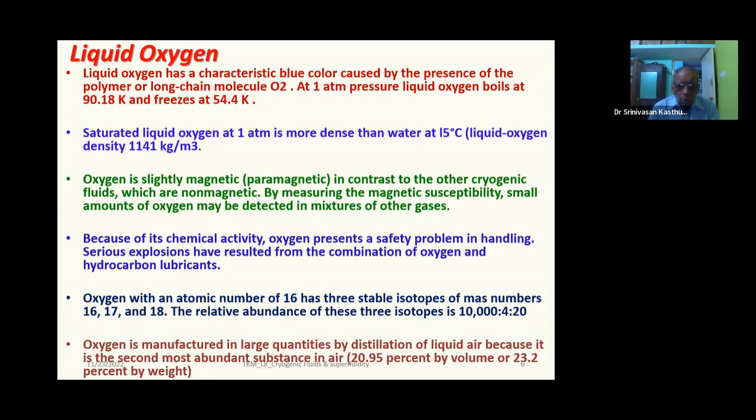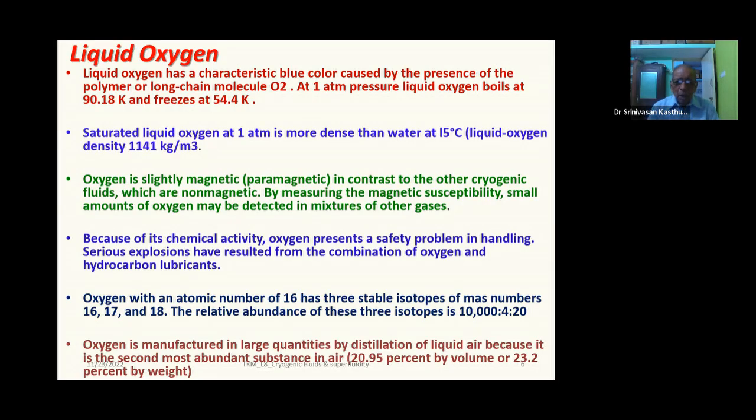Saturated liquid oxygen is heavier than water. The density of liquid oxygen at 1 atmospheric pressure is 1141 kg per meter cube, or 1.141 grams per cc. And you see that oxygen is heavier, whereas nitrogen is lighter.